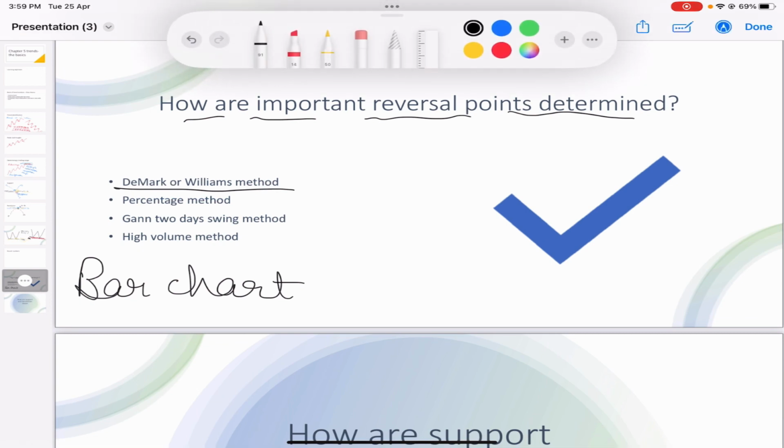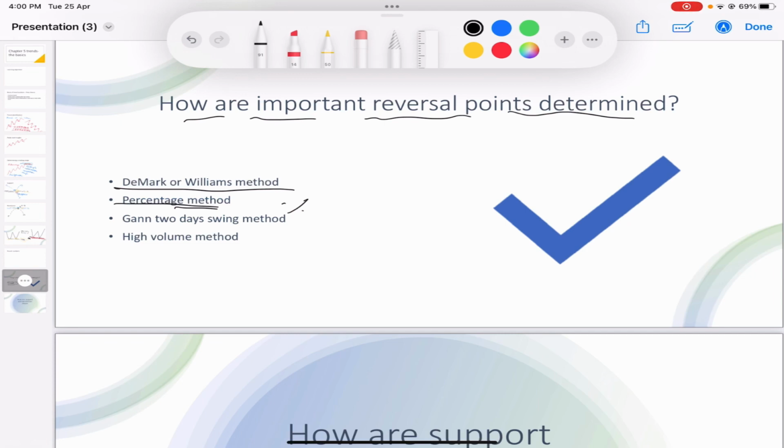Now we'll be beginning with the percentage method. What is the percentage method? This is another method of identifying significant troughs, and we can decide beforehand how much price should decline into and rally from the trough. So for this requirement, we'll be using a percentage.